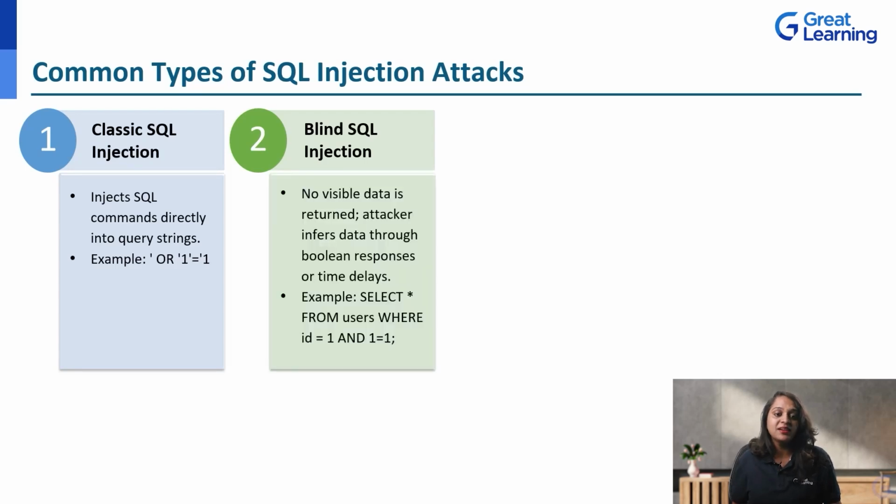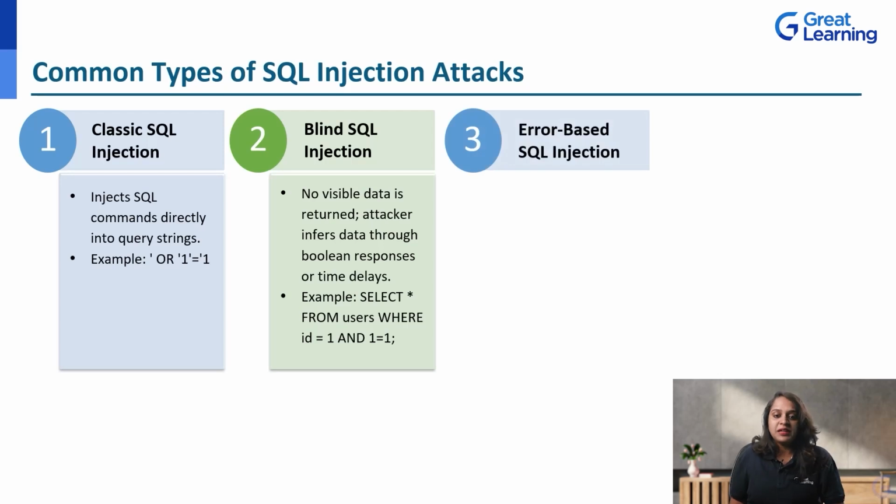So what happens here is that no visible data is returned. The attacker infers data through Boolean responses or time delays. He accesses the data through these Boolean responses, which means true or false, and through some time delays. Based on time delays, he can actually access your database. For example, we have a query: select star from users where ID is equal to 1 and 1 is equal to 1. Can you see any malicious code here? No, right? So it is blind. These are called blind SQL injection.